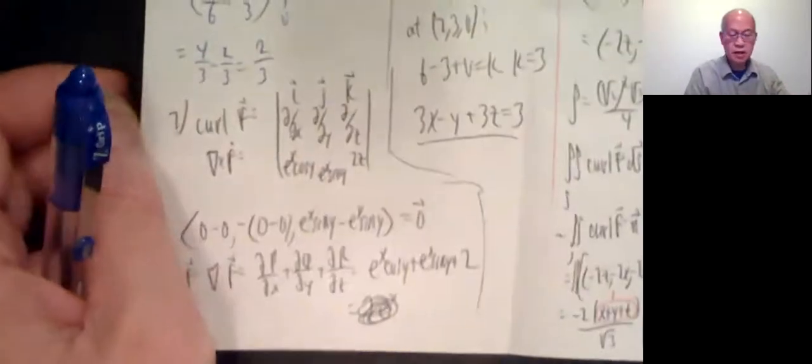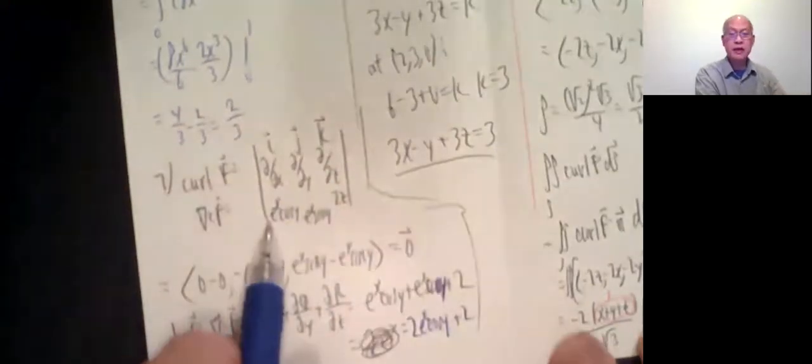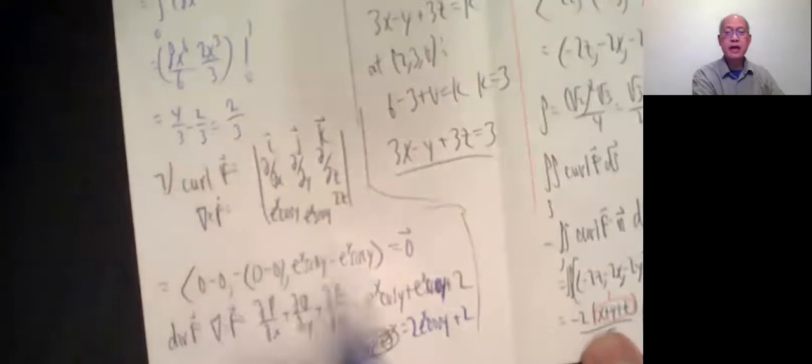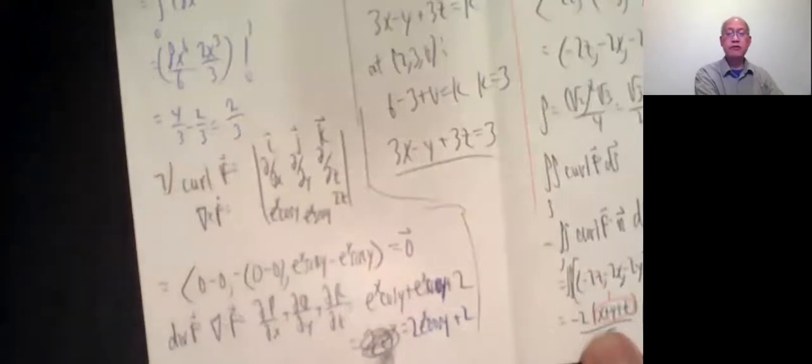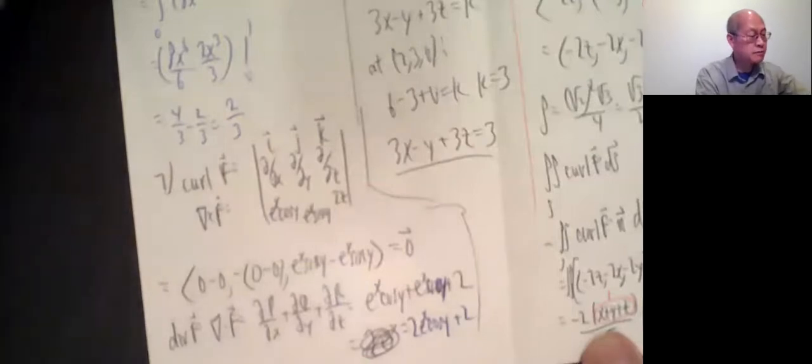I think that should be e to the x cosine y. That's not correct. E to the x cosine y plus another e to the x cosine y. So 2 e to the x cosine y plus 2. Differentiate with respect to x, same thing, differentiate with respect to y, e to the x cosine y. So I have 2 e to the x cosine y plus 2.